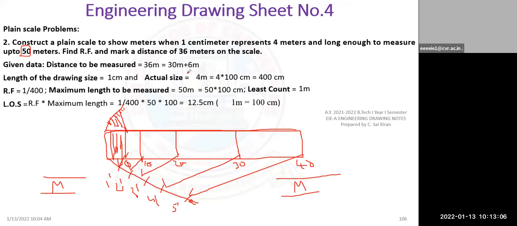Then the distance to be measured is 36 meters, which is 30 meters plus 6 meters. So from here I will highlight 30, 0 to 30. It will become 30 meters. And from here I will highlight 6. 6 will be somewhere here. So the total will become 6 meters plus 30 meters. Again I have to show one more measurement, such as total is 36 meters. I have to show that this is 30 meters. Then I have to write my RF value and LOS value. Then the problem is completed.